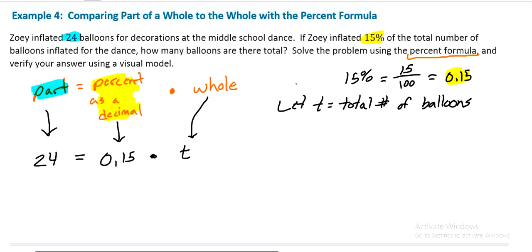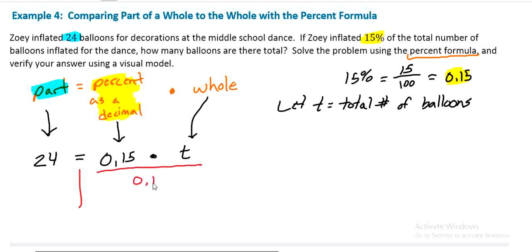All right, so we have to find out the total number of balloons. Like we just said, that's represented by T. Therefore, I just want to get T equals a number. If I want to get T equals a number, that means I want to get T all by itself. So I'm going to have to use that algebra that we learned a while ago. I'm going to have to think, how do I move this 0.15? Well, it's being multiplied, so I have to use division.